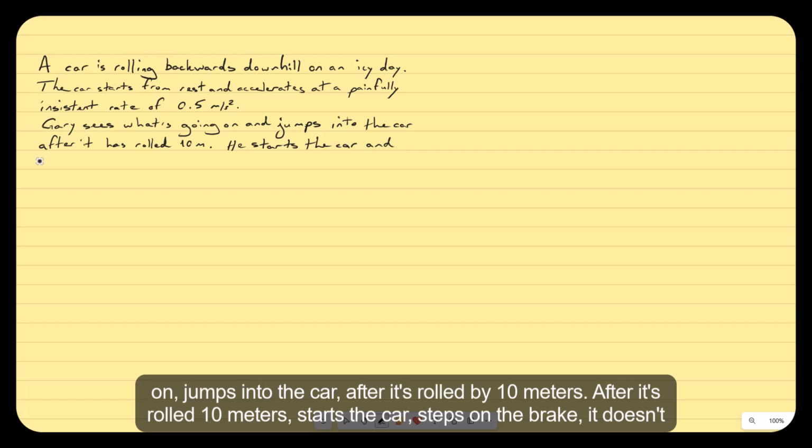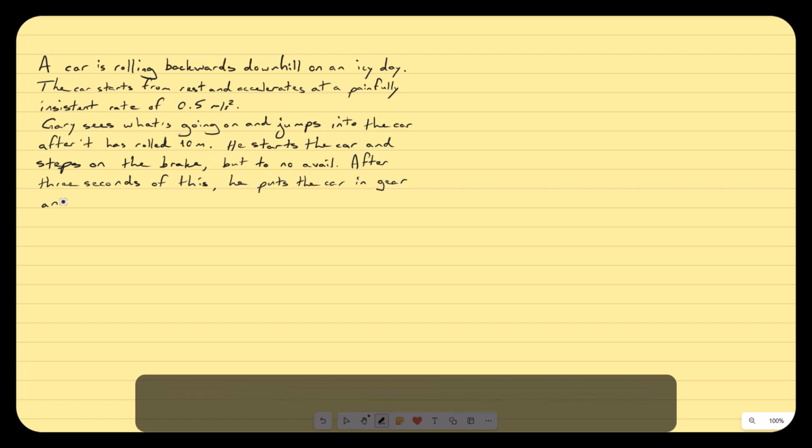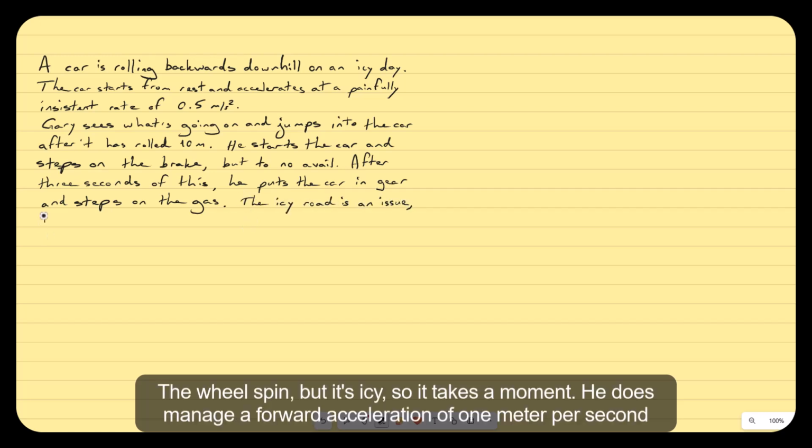He starts the car, steps on the brake, and it doesn't do anything. After 3 seconds of trying, he puts the car in gear and steps on the gas. The wheels spin, but it's icy, so it takes a moment. He does manage a forward acceleration of 1 meter per second squared.